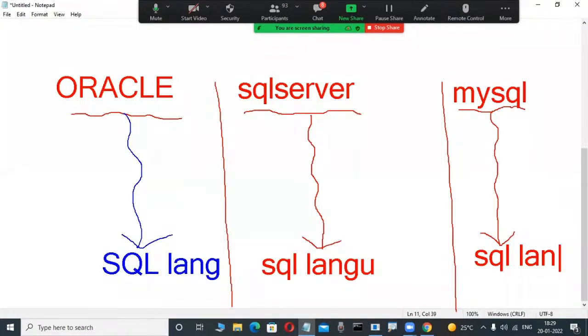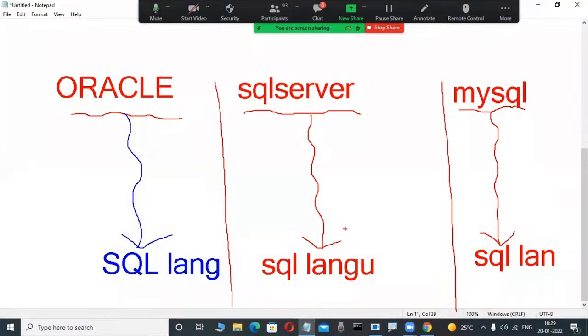Now what is my doubt? So many people attending this demo class have a doubt: are all these SQL languages the same or different? Whether you work on an Oracle database, your friend works on SQL Server, or another friend works on MySQL, all of you use SQL. But are these SQL languages the same or different? Only one answer is correct.